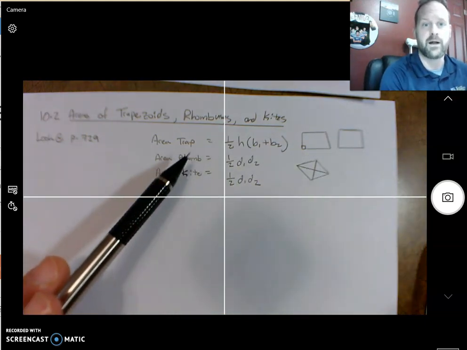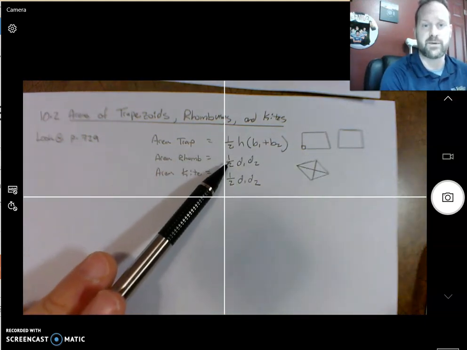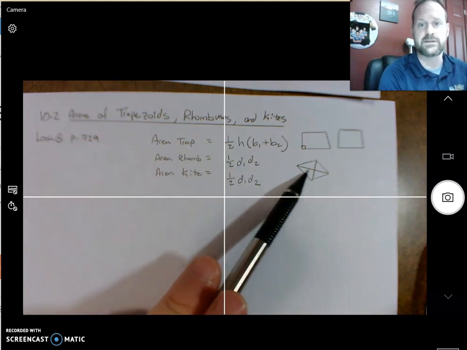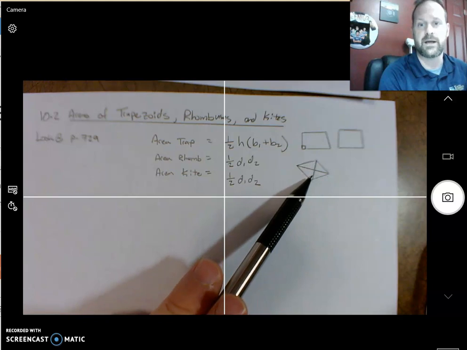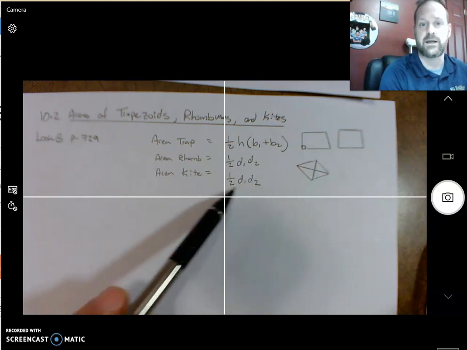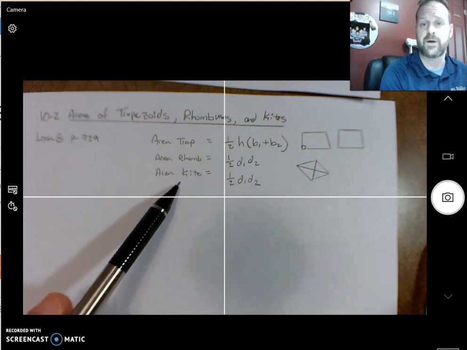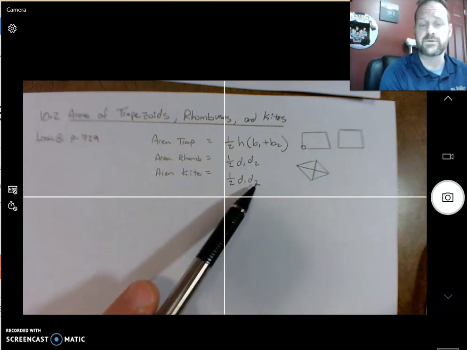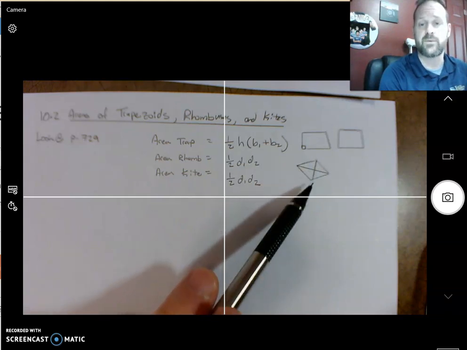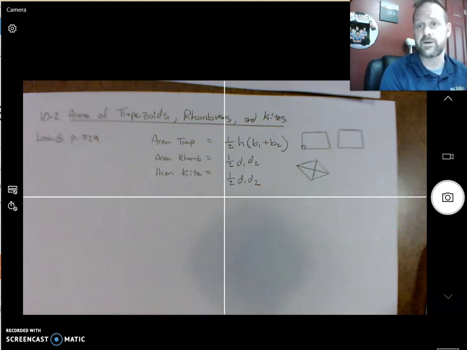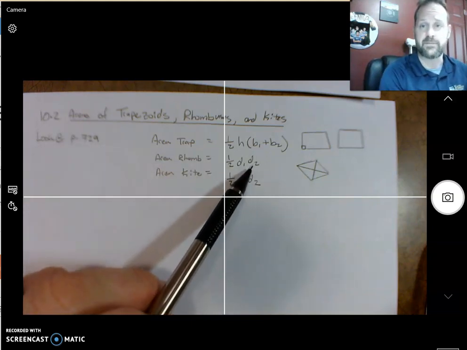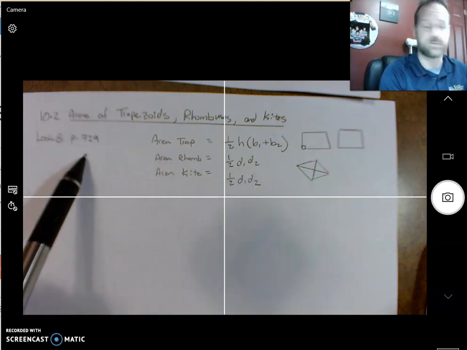Okay. The area of a rhombus is given by the equation 1/2 d1 times d2. So area is diagonal 1 multiplied by diagonal 2, connecting the opposite vertices. And amazingly, that's the formula for a kite as well. The difference from a rhombus is that in a rhombus all sides are congruent, while with a kite, adjacent sides are congruent. But the formulas are the same. That's pretty cool. Take a look at page 729.